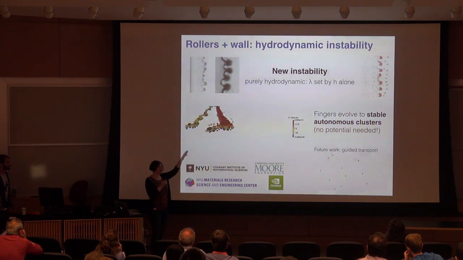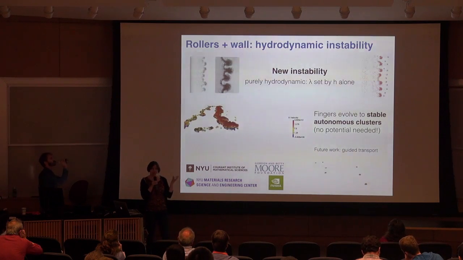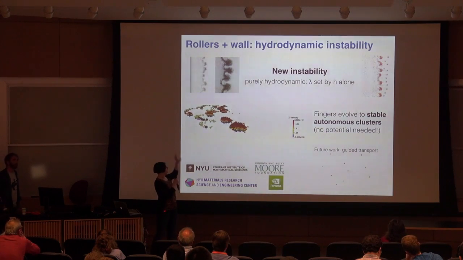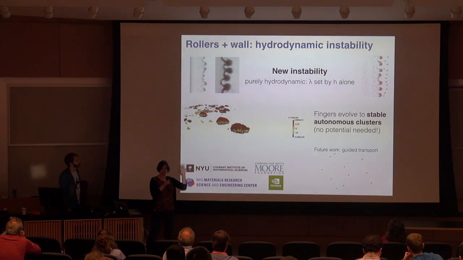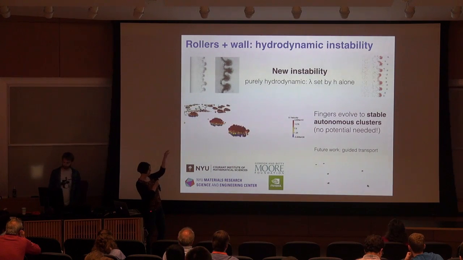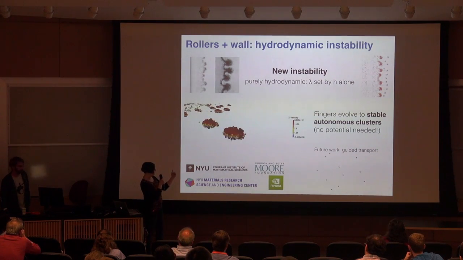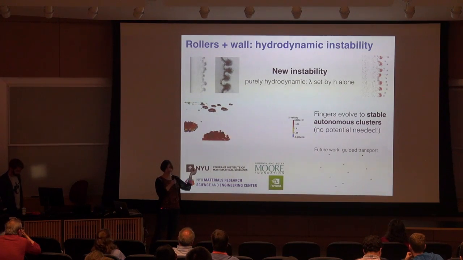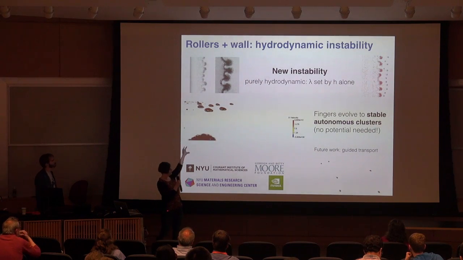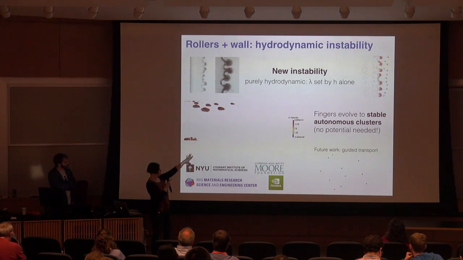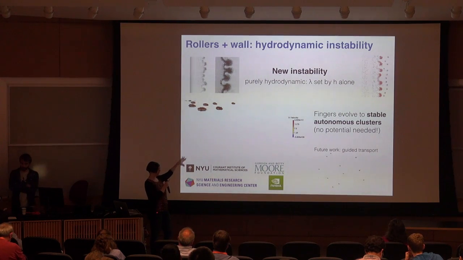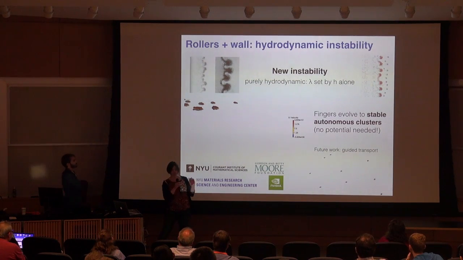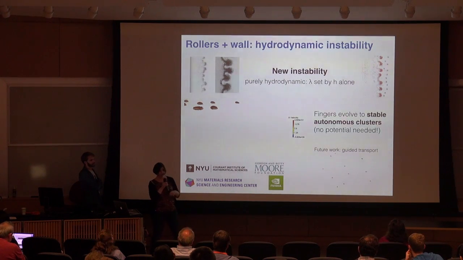So to summarize, we identified this new kind of instability, which is really unique because it seems to be purely hydrodynamic. Even though a lot of stuff was going on in the experiment, it seems like the essence of this can be captured just by the hydrodynamics, and everything is being set by the fluid flow. All that matters is how far my particle is from my wall. And then also, this instability can evolve into stable autonomous clusters, which we think is a really new kind of thing, because here you have things that are compact, but we don't have any potential between the particles. Everything is just being done by the hydrodynamics. And you can imagine lots of scenarios where a structure like this can be used to do all kinds of cool things. So that's what we're thinking about now. Thanks for your attention.